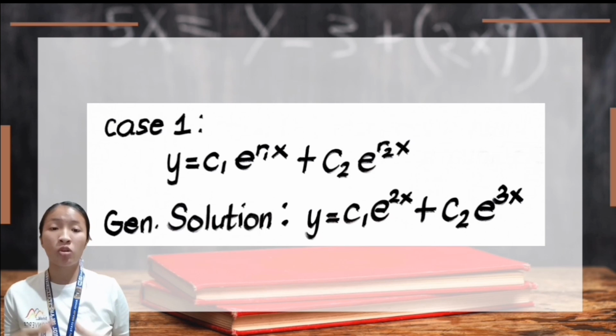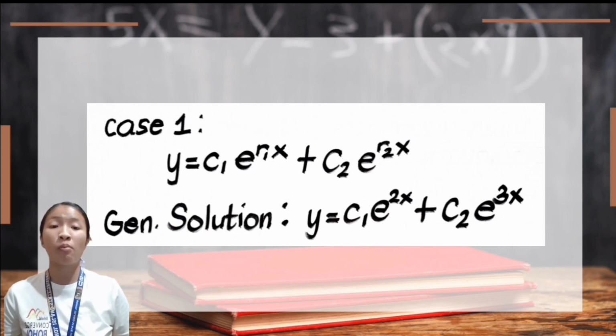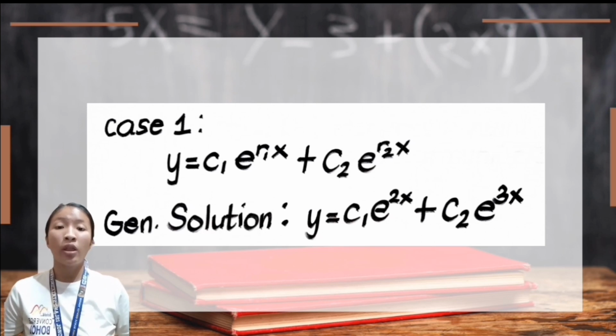By substituting the value of r sub 1, which is equal to 2, and r sub 2, which is equal to 3, we have y equals c sub 1 times e raised to the power of 2x plus c sub 2 times e raised to the power of 3x. So that is our general solution for this differential equation and also our answer. And I think that's all for the application of case number 1.